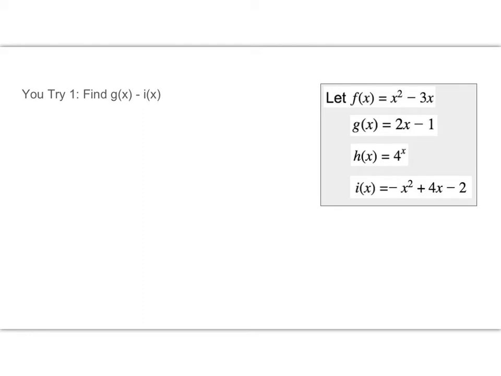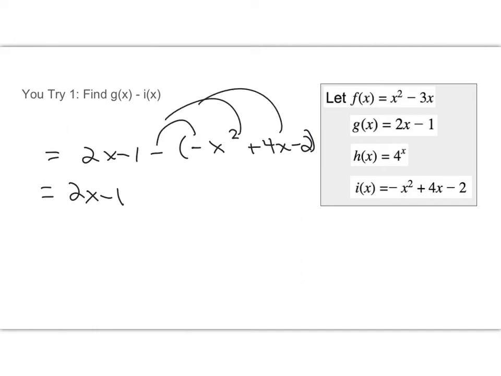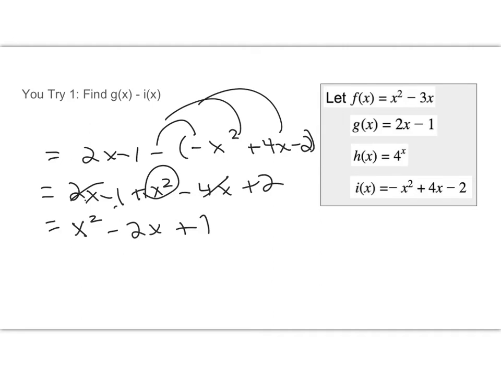All right, let's do this. g of x, 2x minus 1, minus i of x, which is negative x squared plus 4x minus 2. Let's distribute this negative sign. That's going to be plus x squared minus 4x plus 2. Combining my like terms in standard order, that's the highest power, so x squared, 2 minus 4 would be minus 2x. Minus 1 plus 2 is going to be plus 1. And that's it. One more for you to try.